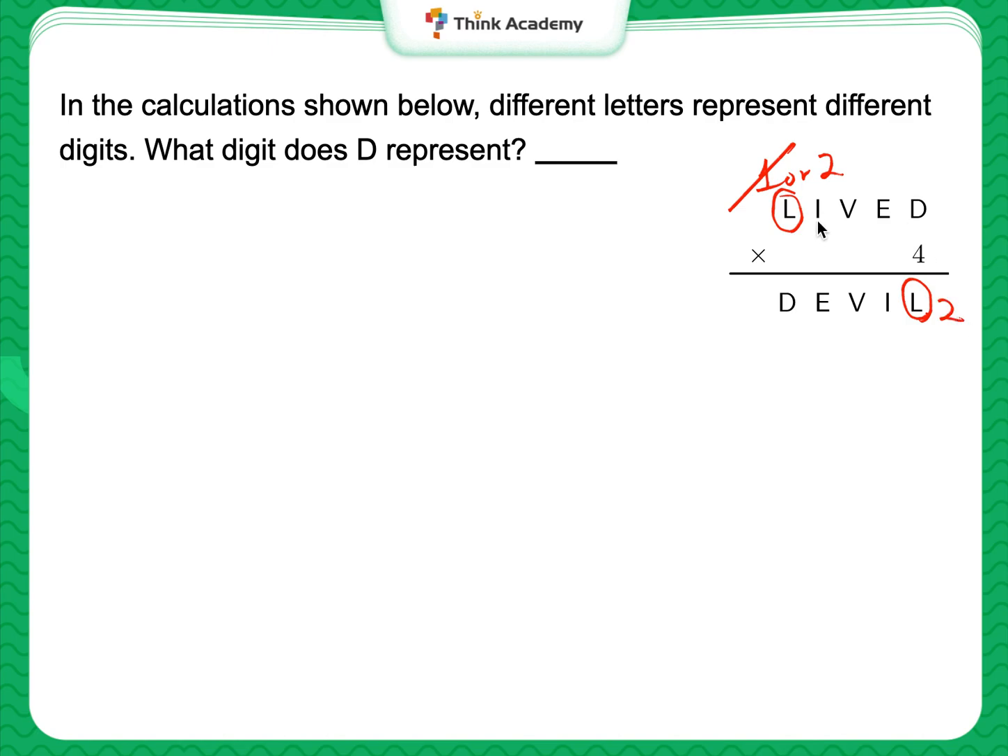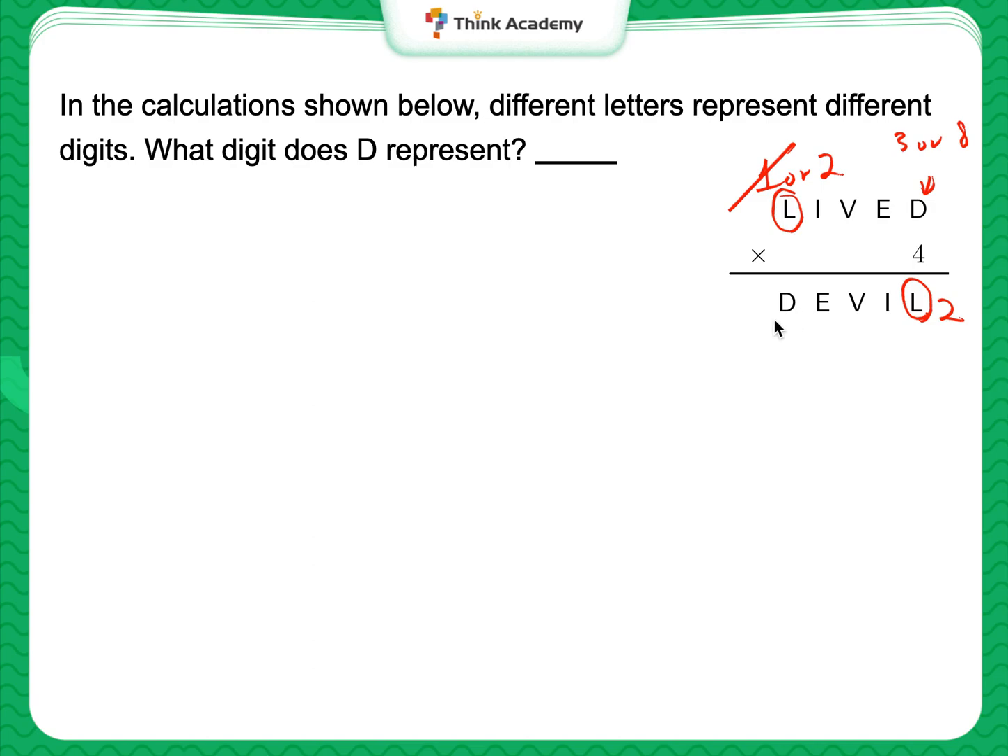Now let's think about what multiplied by 4 gives you a product which ends with a 2. So now we have two candidates for D, which are going to be 3 or 8, because we know 3 times 4 is 12 that ends with a 2. 8 times 4 is 32 that ends with a 2 as well.